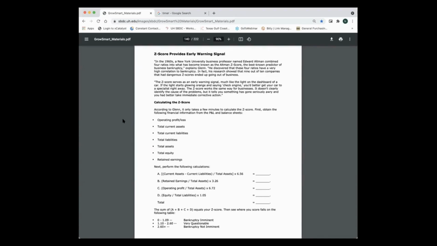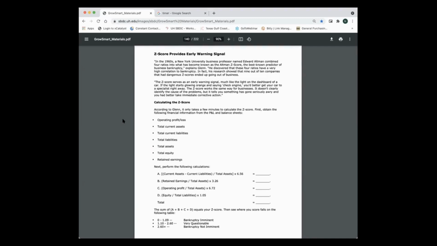I'll answer the second one. The range you'd want to use would be 12 months. You'd want to use a 12-month income statement. And then the first question, for operating profit, would be your EBITDA, your earnings before interest, taxes, depreciation, and amortization. So it'd be your EBITDA.